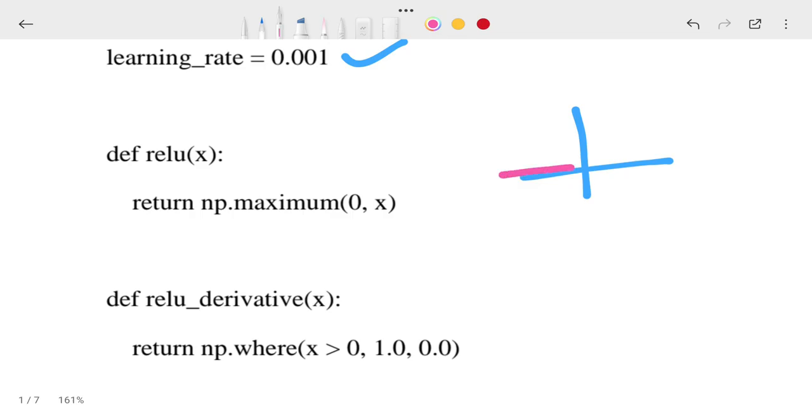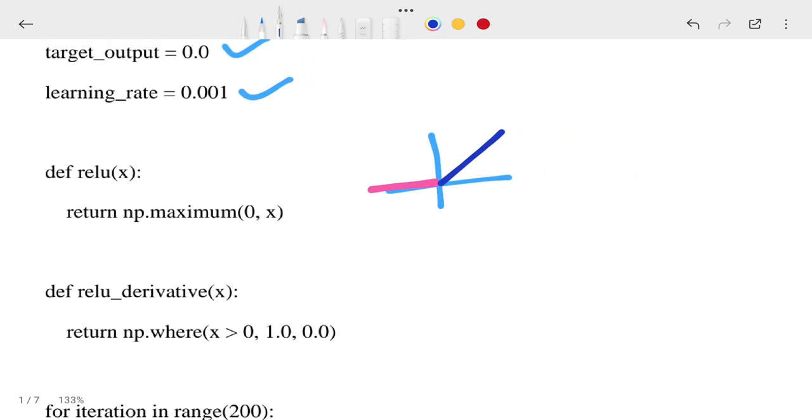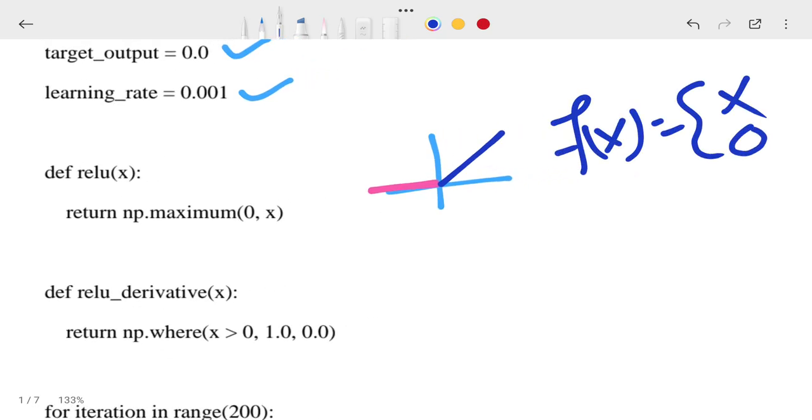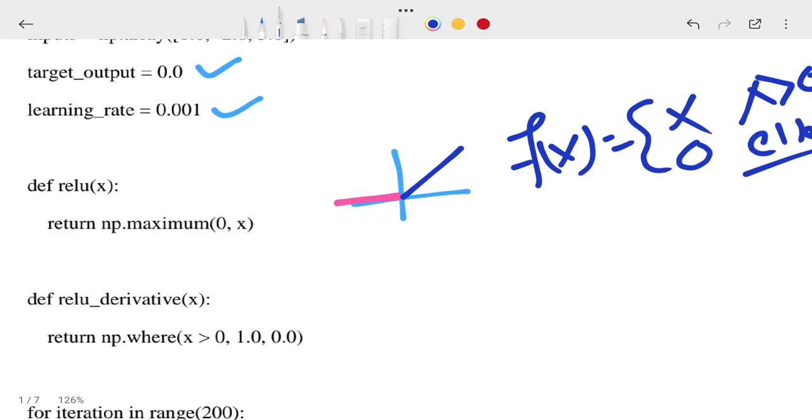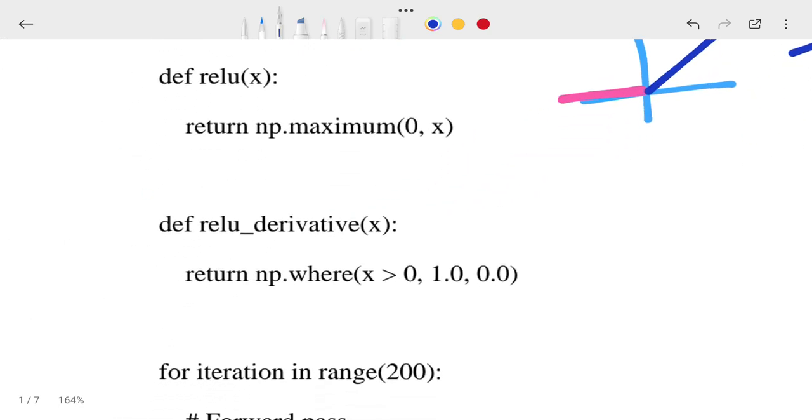From here to here 0, and after then from here to here max. Okay, this is the meaning of ReLU. If you will see, ReLU means f of x is equal to x if x is greater than 0, else 0. This is the meaning of ReLU. Okay, done. Now ReLU derivative.